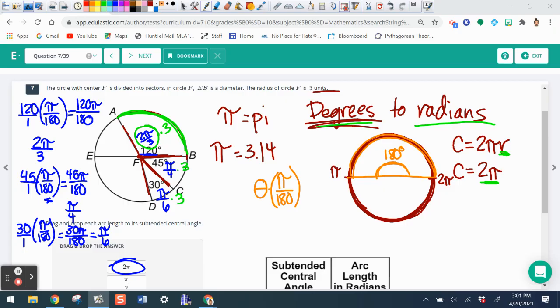So 2 pi over 3 times 3 will equal 2 pi. Pi over 4 times 3 will equal 3 pi over 4. And pi over 6 times 3 will equal 3 pi over 6, but that can simplify to pi over 2, or 1 pi over 2. So now we need to find their appropriate answer over here and drag them over. So angle AFB is 2 pi.